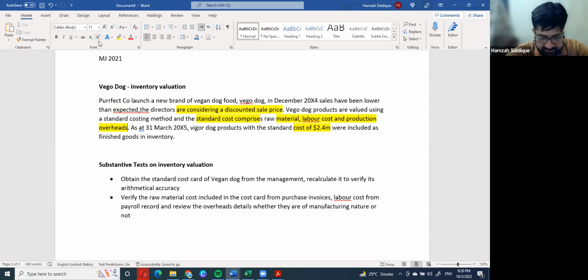Six marks are there. Third, they say total cost is this. Okay.